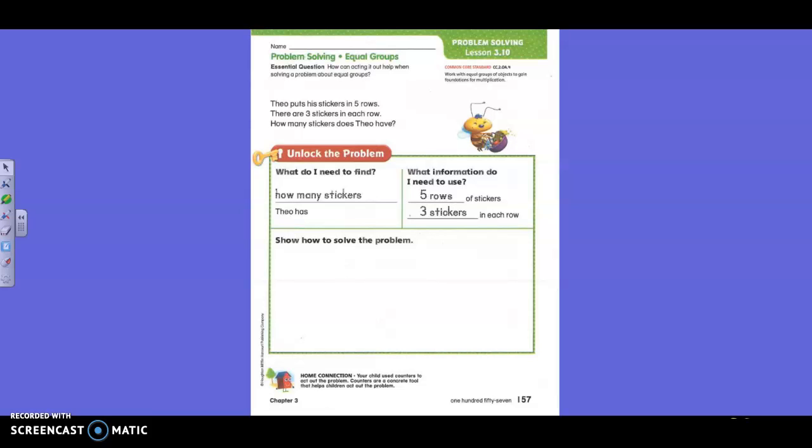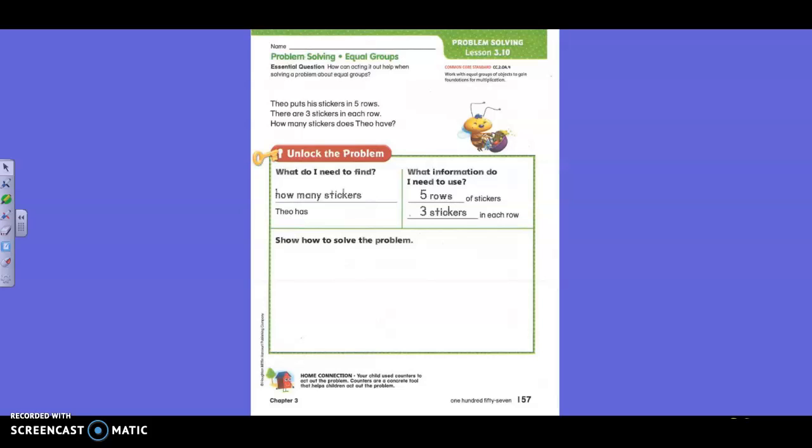Today we are solving problems involving equal groups by using the strategy act it out. Okay, read the story problem with me. Theo puts his stickers in 5 rows. There are 3 stickers in each row. How many stickers does Theo have?